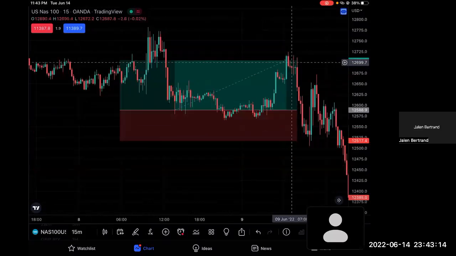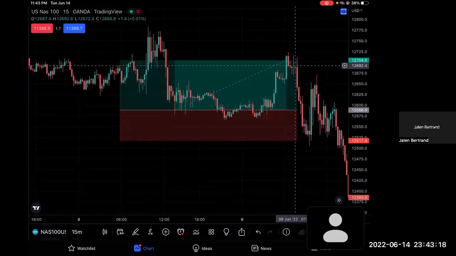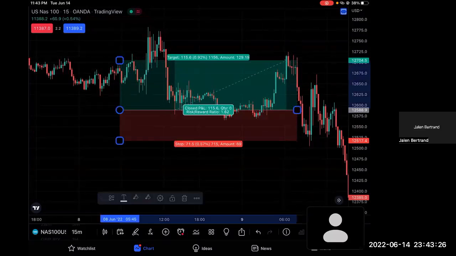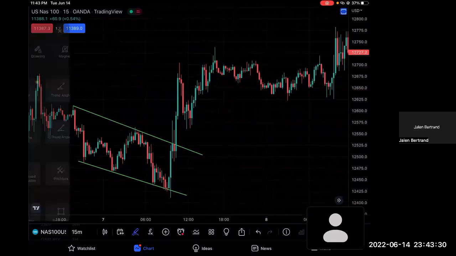So once you're starting to see a lot of this rejection up here, you're seeing more red candles, you're seeing a lot of wicks to the upside. You should be looking to close most of your position, all of your position, or honestly, by this point, you should have been out of the trade. You should have hit your daily goal by then.